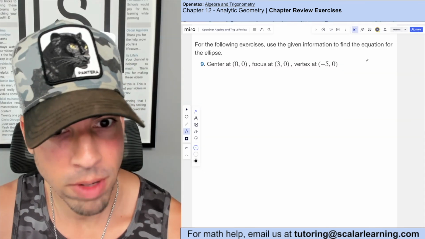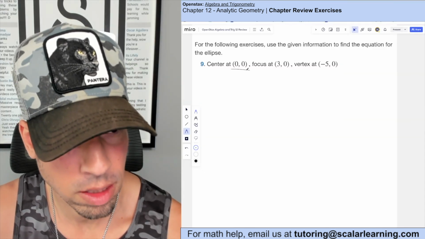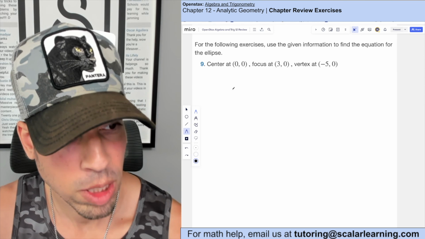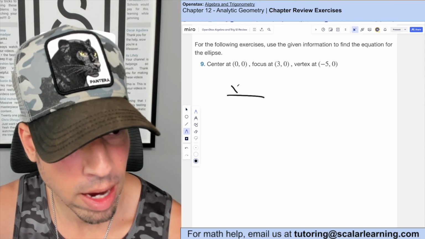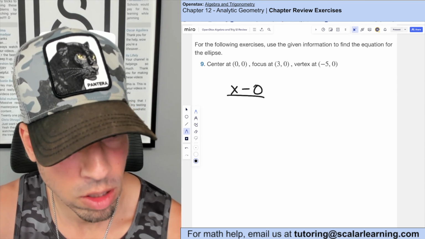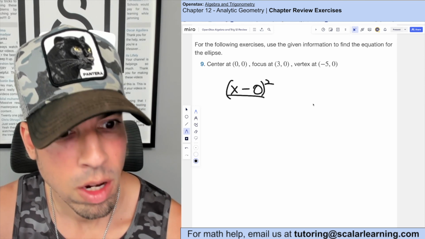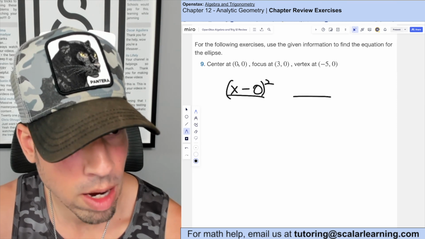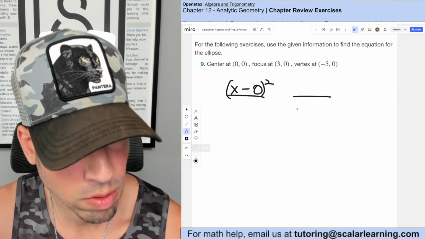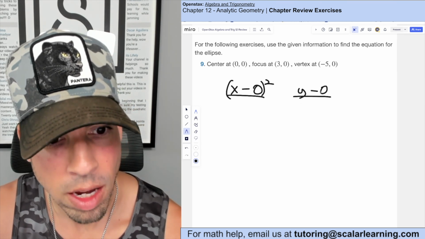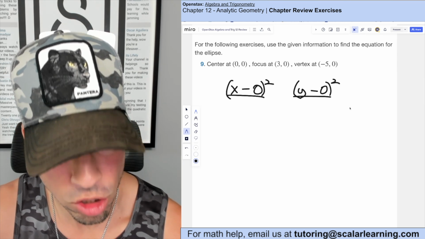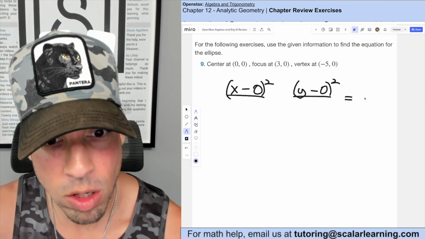So for this one, we're trying to find the equation for the ellipse, and the center is going to be really important because we know that at the beginning, it's going to be x minus that value for the center, x minus 0 squared. And then we know we're going to have y minus 0, the y value of the center, right? So really, we could write it as y squared and x squared, but I'm going to put it like this just as a reminder. Over here, we know we're going to have a 1.